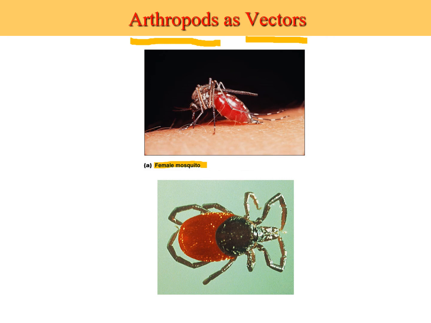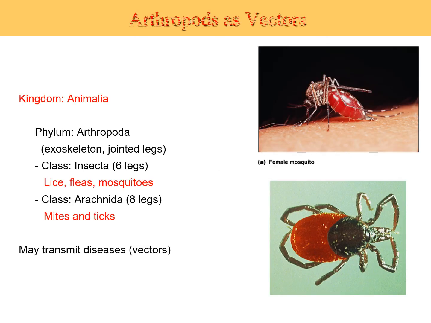This lovely thing down here is a tick, which can carry tick-borne diseases. There are a number of different protozoal diseases carried by ticks. Mites also carry disease. There's lice and fleas. Some have 6 legs, some have 8 legs, but these are all arthropods, and they're acting as vectors. So these are vector-transmitted diseases.